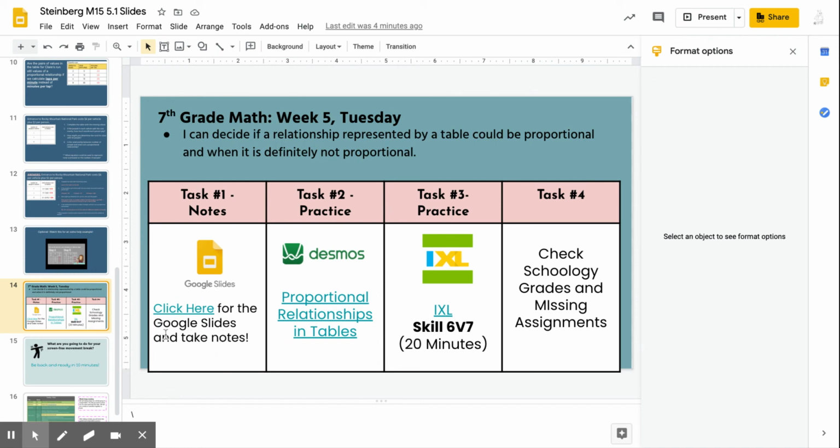So as long as you've taken notes, you've done task 1. Task 2 is dealing with proportional relationships. So this is a Desmos activity you'll click on. And if you have time at the end, task 3 would be great to practice our IXL.